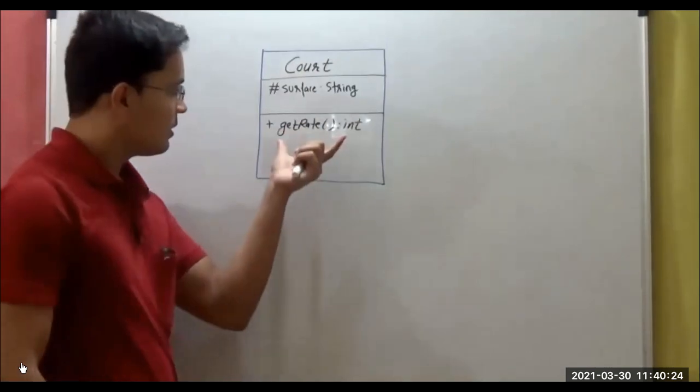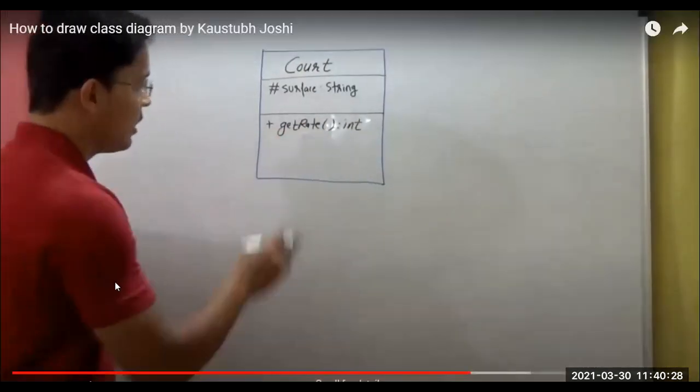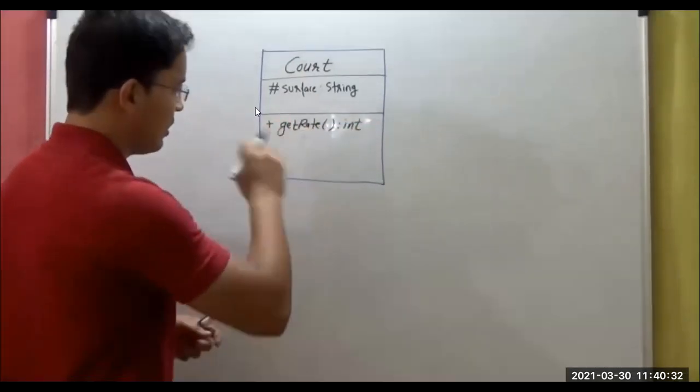Remember, the manner to denote an abstract method is also the same. You have to write the entire method signature in italic font.